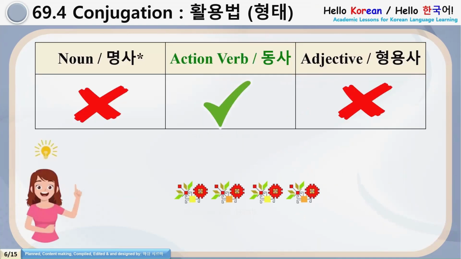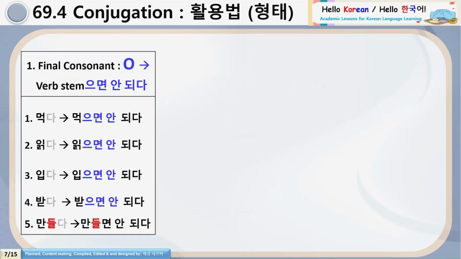And coming to the conjugation rules, it can only be attached to action verbs. Now these are the details of the conjugation. First category, there is a final consonant, meaning there is a pachim in the verb. Then what do we have to add? We have to add eu-myeon andweda. See number 1 here, 먹다, 먹으면 andweda. Number 2, 읽다, 읽으면 andweda. Number 3, 입다, 입으면 andweda. Number 4, 받다, 받으면 andweda.